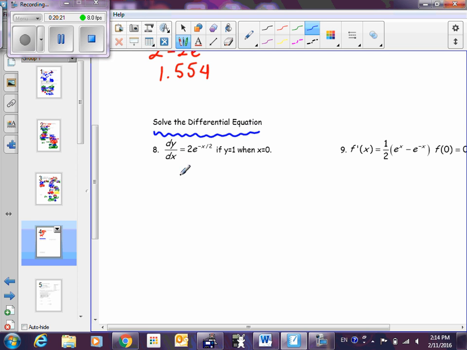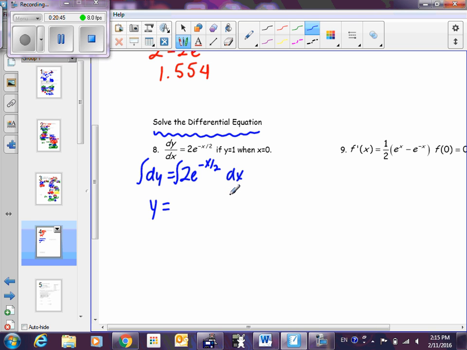Okay, so technically the way we've kind of been doing these problems is we've been moving that dx over to the other side. This is called separation of variables. You get the y's on one side and the x's on one side, and then you integrate both sides so that it's y equals. Before we integrate this, I would like to rewrite it.